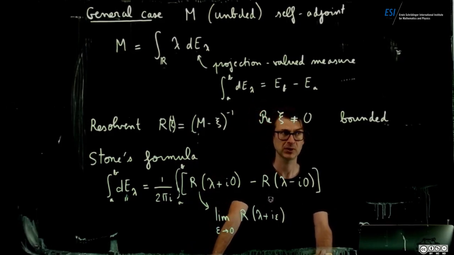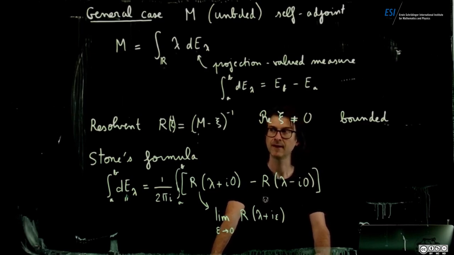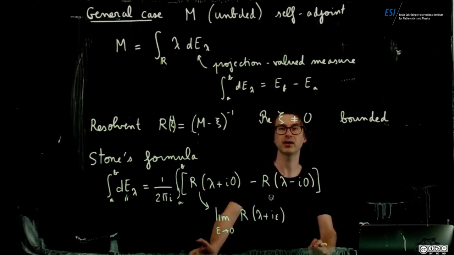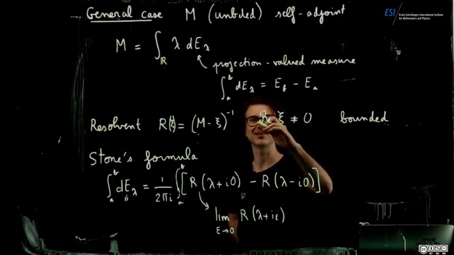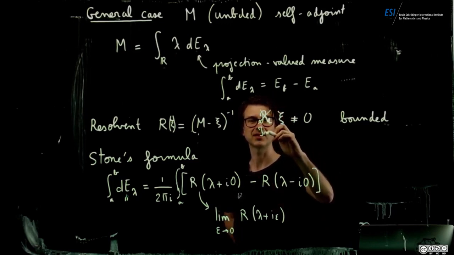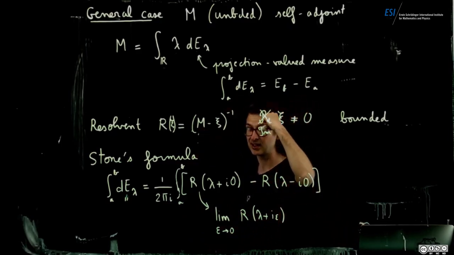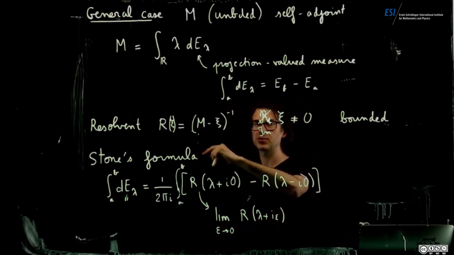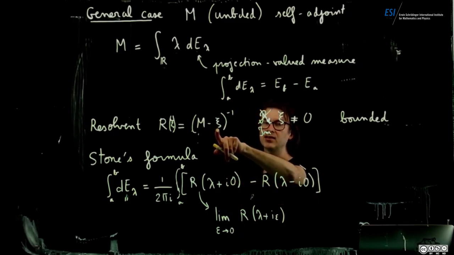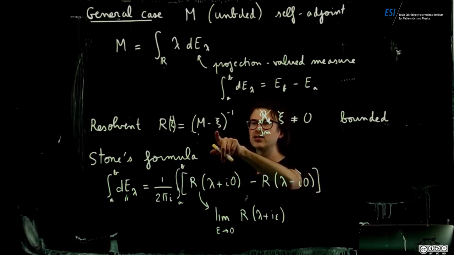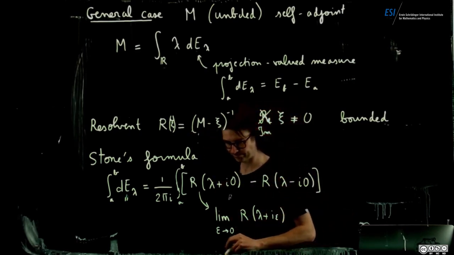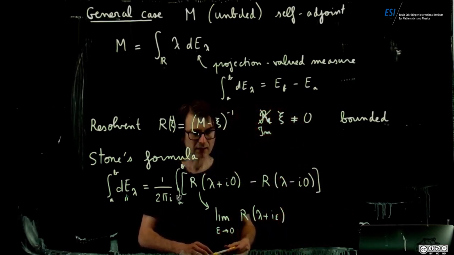Sorry, I have one short question. In the definition of the resolvent, you said that you want the real part of xi to be non-zero. But I think you mean the imaginary part, right? Because M is self-adjoint. Oh, yes, of course. Thank you. It's the imaginary part of xi which is non-zero. Roughly speaking, or at least heuristically, M has a real spectrum. So as long as xi doesn't have zero imaginary part, it's not in the spectrum, and therefore everything is fine. Thank you.